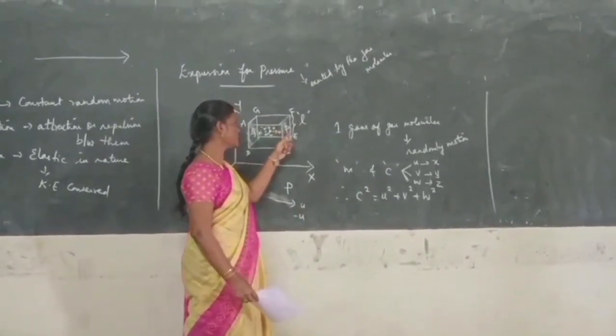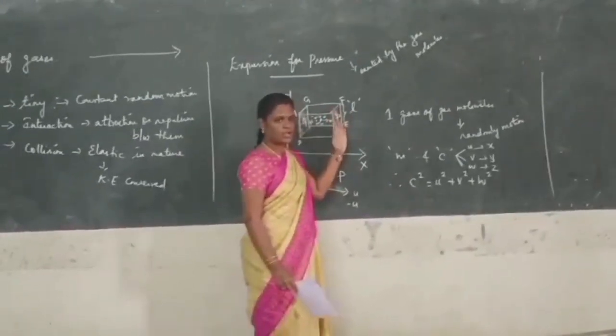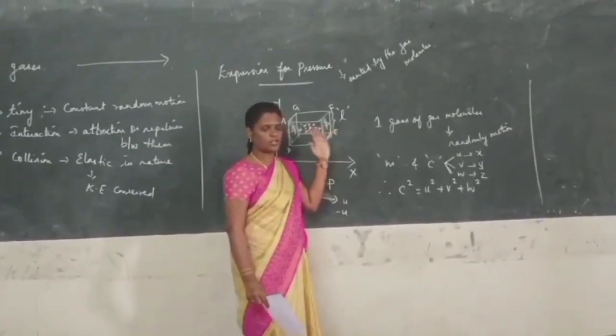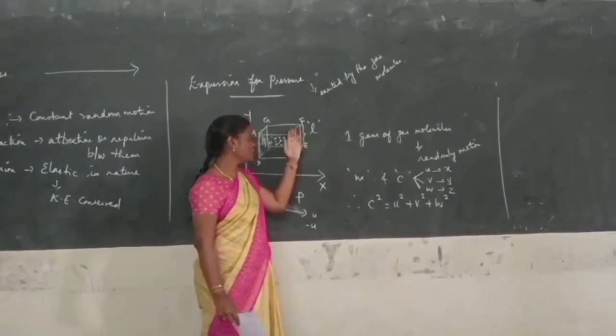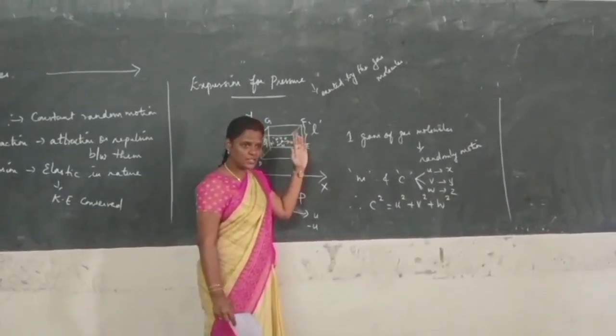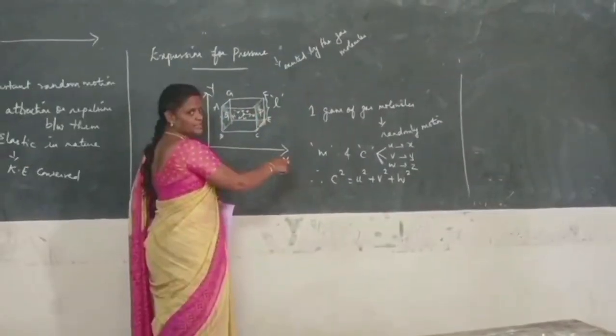Okay, the molecule collides with the wall. Here a collision is happening. The molecule is hitting, that is colliding with the wall P with the velocity u along the x axis.